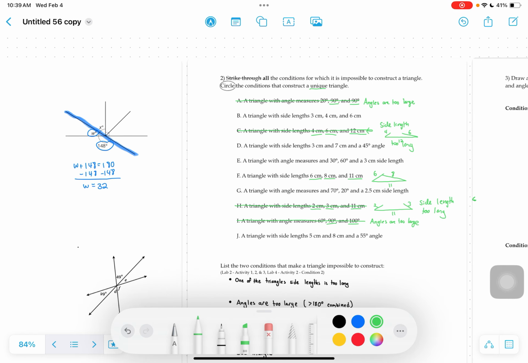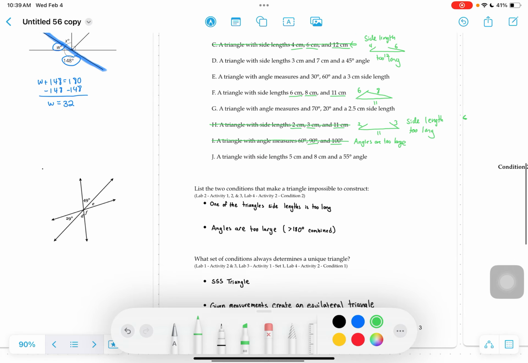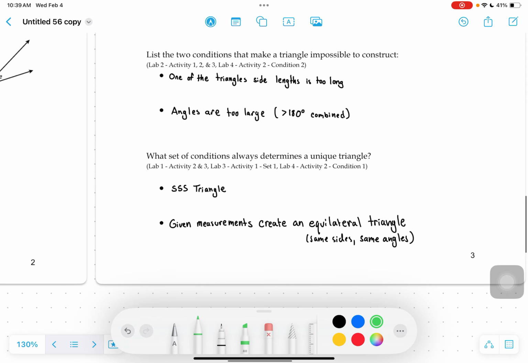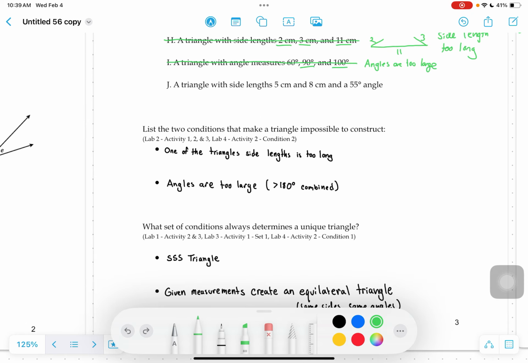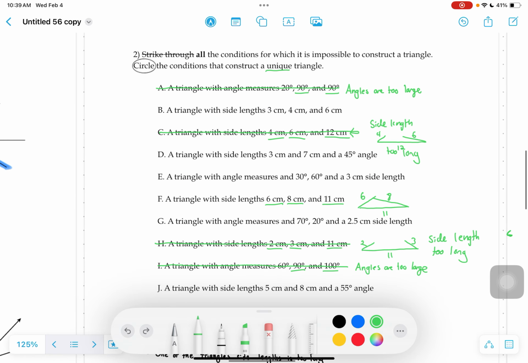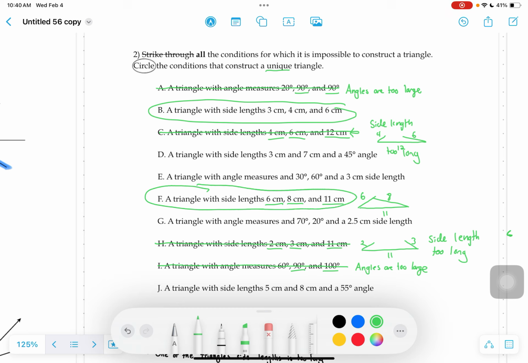So it looks like we found all of the conditions for which it's impossible to construct a triangle. Let's look at when it determines a unique triangle. We're looking for a situation where we either have 3 side lengths that aren't impossible, or the given measurements create an equilateral triangle. That's when there are the same sides and same angles in the triangle. Let's look up here. Right here, I see a triangle with 3 side lengths, and it's not impossible, so it must be unique. I see right here another triangle with 3 side lengths, so it must be unique.